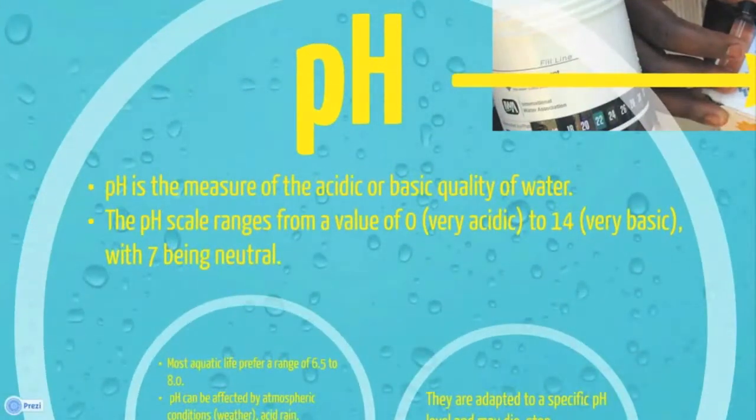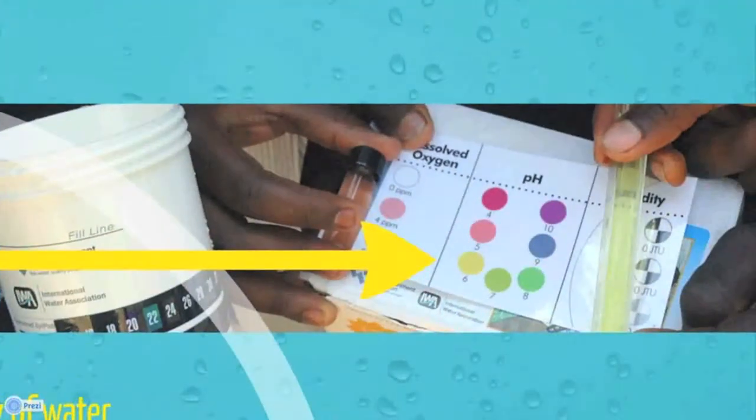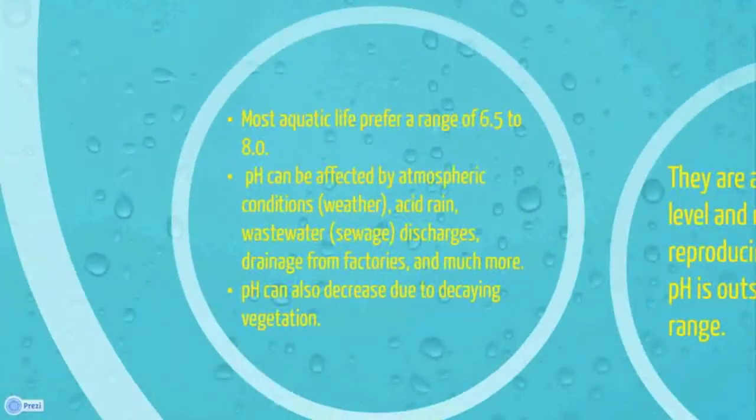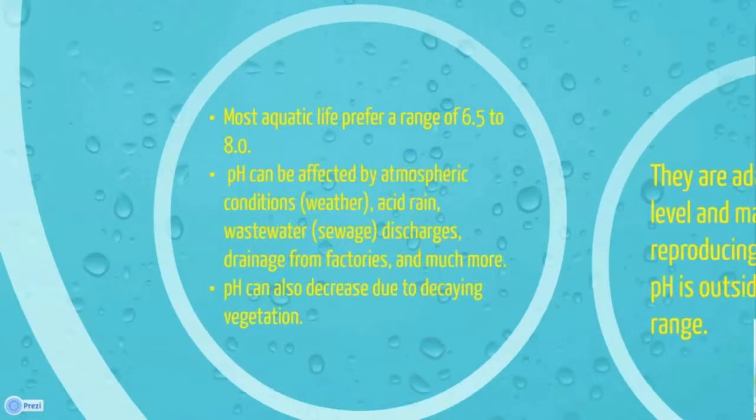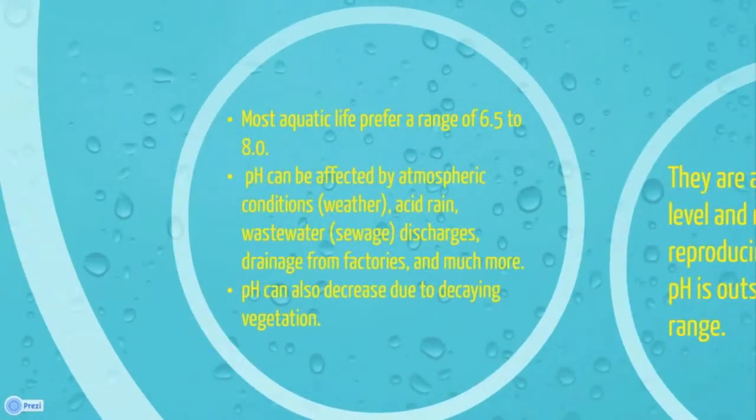Now we'll tell you about pH and why it's important. pH is the measure of acidic or basic quality of water. The pH scale ranges from a value of 0, very acidic, to 14, very basic, with 7 being the neutral. This is the section of the chart you will need to compare with. Most aquatic life prefer a range of 6.5 to 8.0.